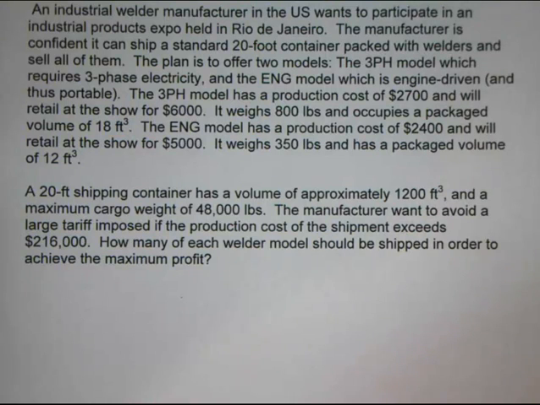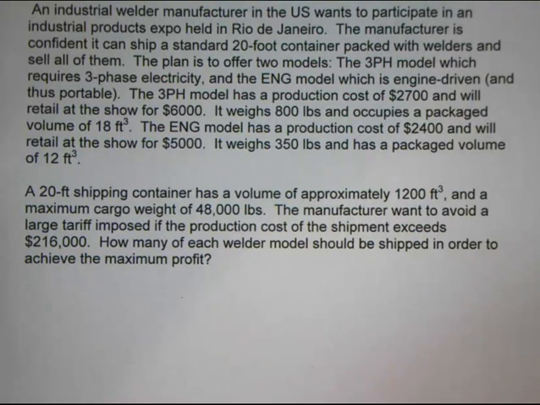The ENG model has a production cost of $2,400 and will retail at the show for $5,000. It weighs 350 pounds and has a packaged volume of 12 cubic feet. A 20-foot shipping container has a volume of approximately 1,200 cubic feet and a maximum cargo weight of 48,000 pounds. The manufacturer wants to avoid a large tariff imposed if the production cost of the shipment exceeds $216,000. How many of each welder model should be shipped in order to achieve the maximum profit?